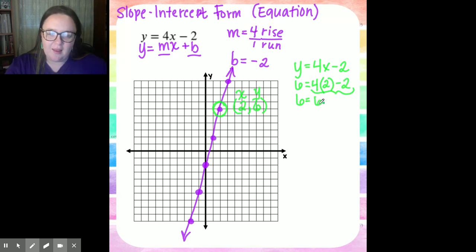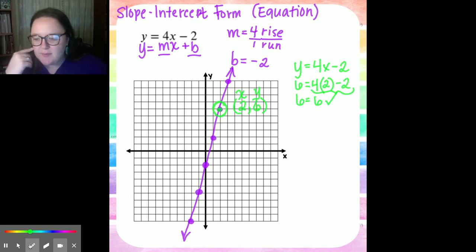Look at that. Does 6 equal 6? It does. 6 equals 6. So that's a good point. It's on the line. So that makes sense. It's on the line and it works in the equation when I substitute those values.